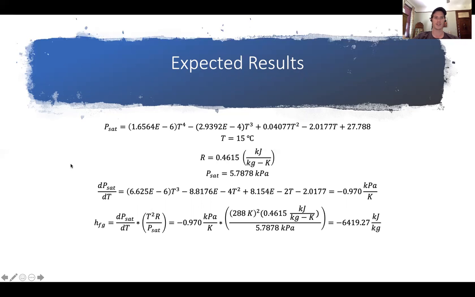Then taking the derivative of the Psat equation with respect to temperature, we get this. And again, evaluating at 15 degrees C, we get negative 0.970 kilopascals per Kelvin. Plugging those values into our equation, we get an enthalpy, or latent heat of vaporization, of negative 6,419.27.